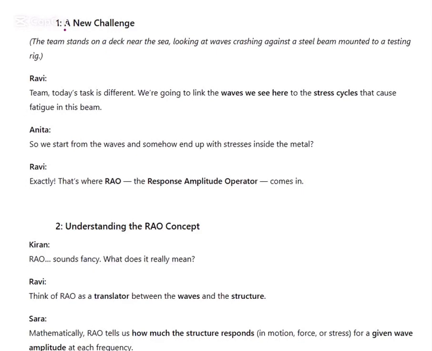So we start once again the spectral fatigue analysis with some new challenge. This is a group discussion kind of thing. Today's task is different. We are going to link waves we see here to the stress cycles that cause fatigue in this beam.